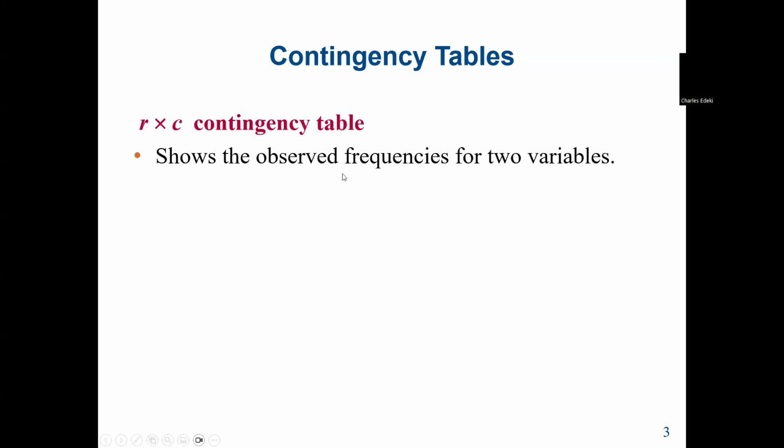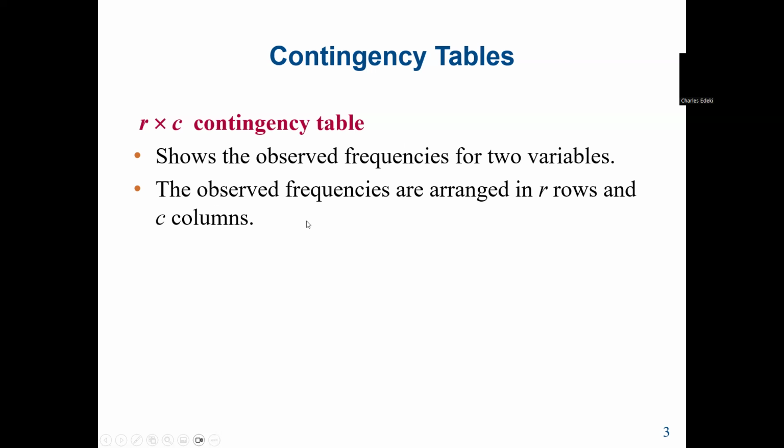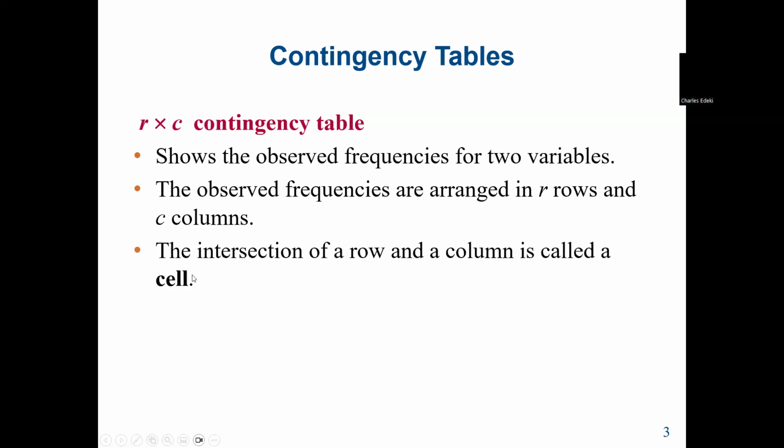This will show the observed frequency for the two variables. So we may have one variable on the columns and one variable on the rows. Again, we will see an example soon. Also, the observed frequencies are arranged in R rows and C columns, as we said earlier. Also, the intersection of a row and a column is called a cell.